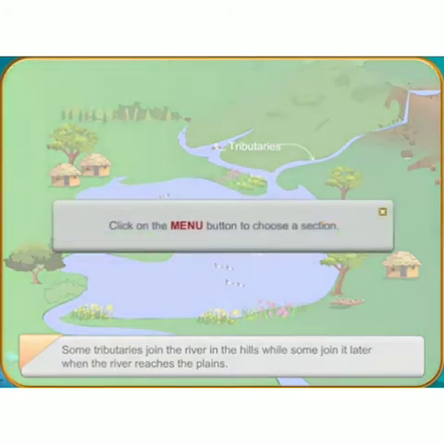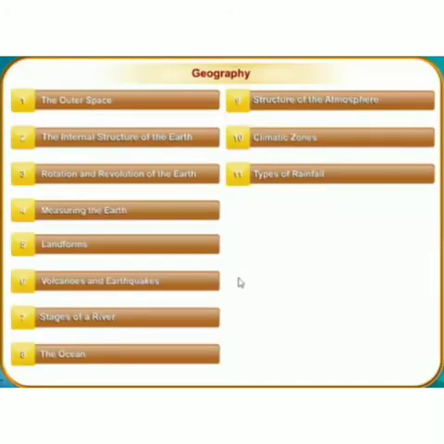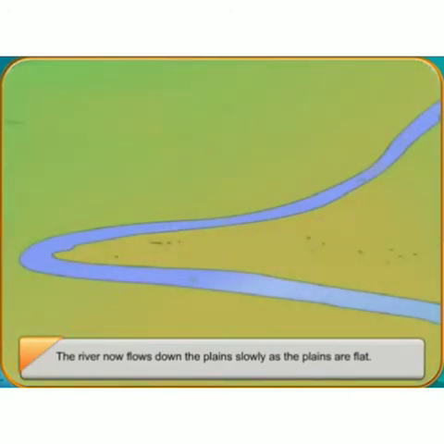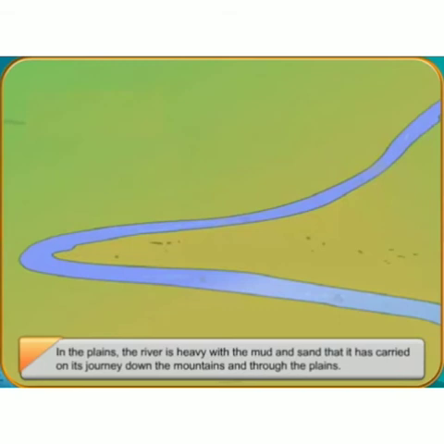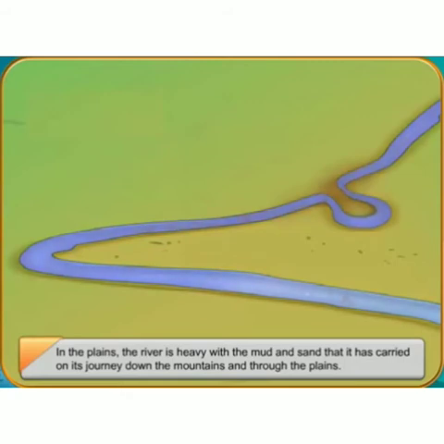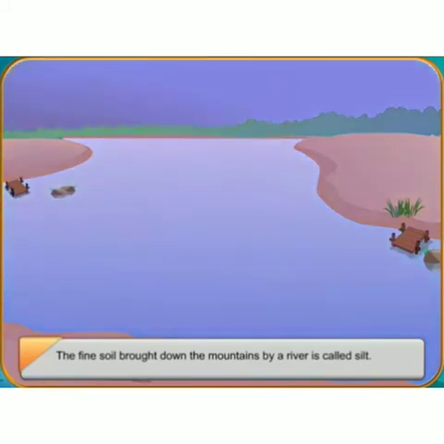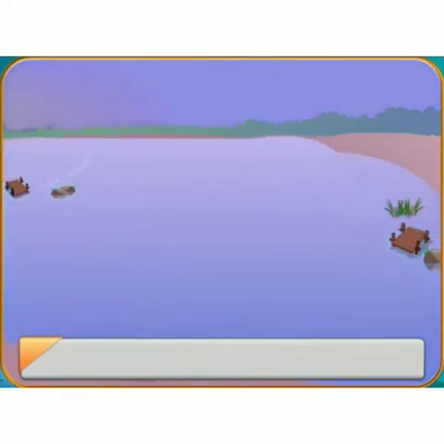Now students, let us discuss about the course of a river in the plains. The river now flows down the plains slowly as the plains are flat. In the plains, the river is heavy with the mud and sand that it has carried on its journey down the mountains and through the plains. At this point, meanders are formed as a result of the erosion and deposition work of the rivers. The fine soil brought down the mountains by a river is called silt.